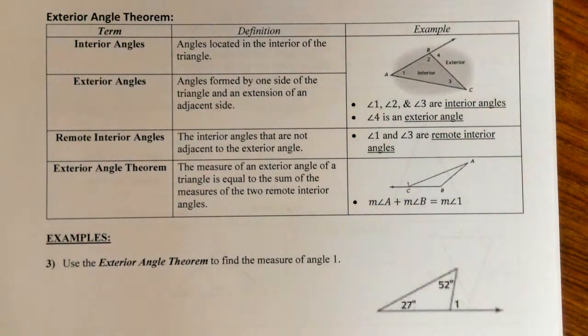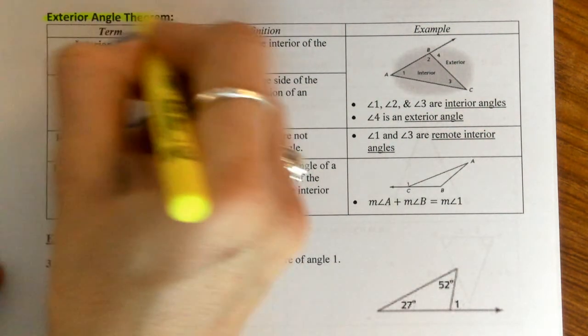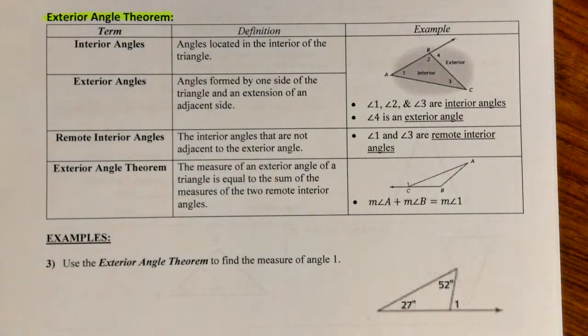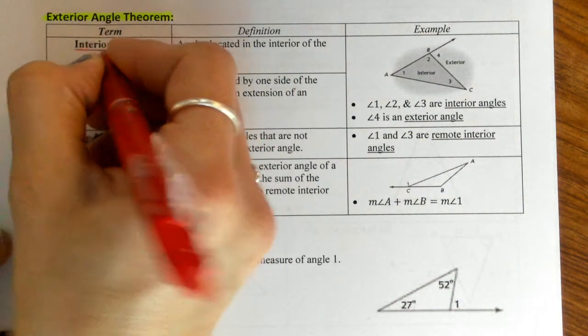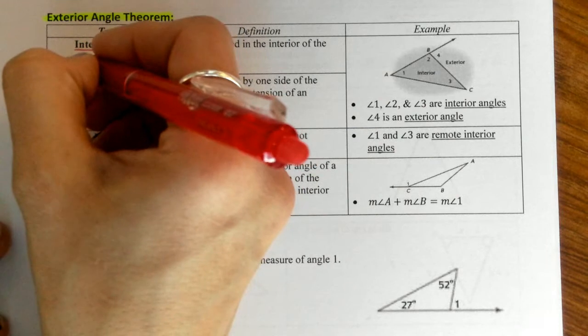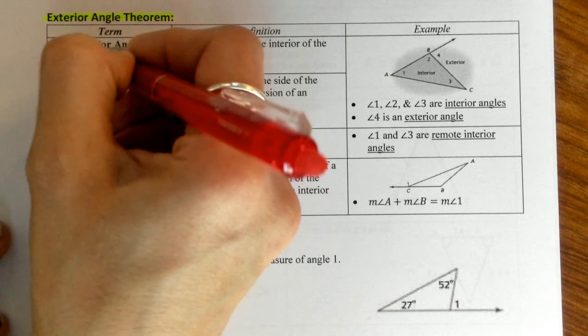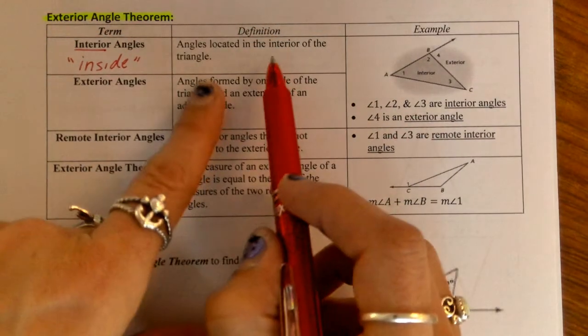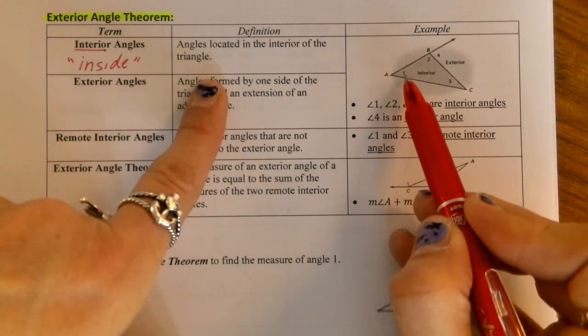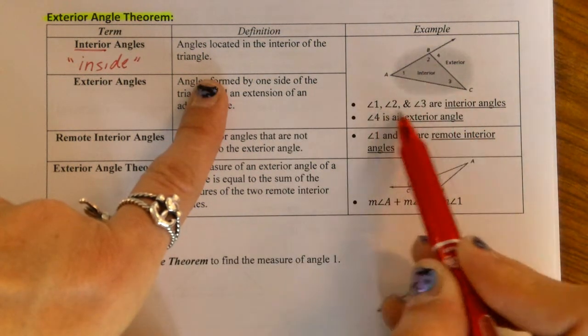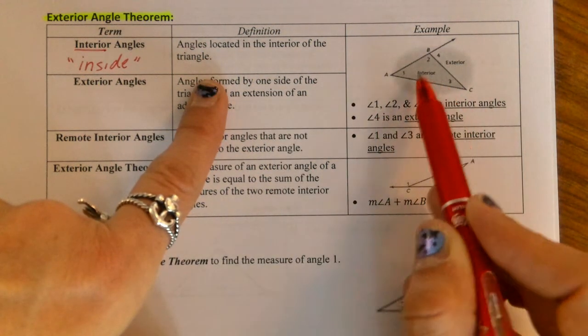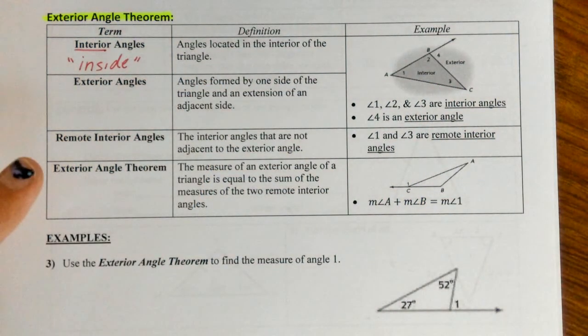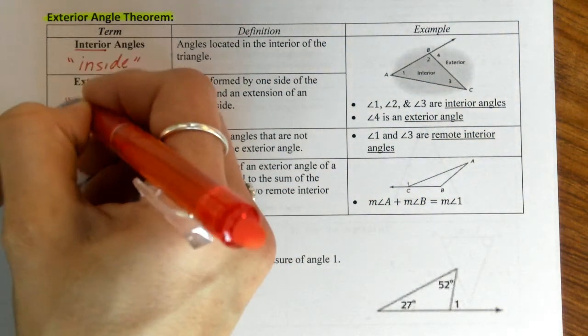We have exterior angle theorem. Here we need to identify a few different things. We have our interior angles, which that word interior we should already know from parallel lines and transversals. This means inside. So we're looking at the angles on the inside, the interior. So you're looking at angles 1, 2, and 3 right here. They're interior because they're inside that triangle. Your exterior, as we know, means outside.